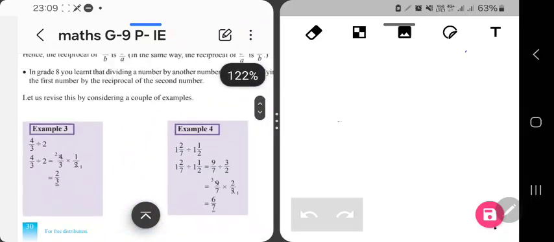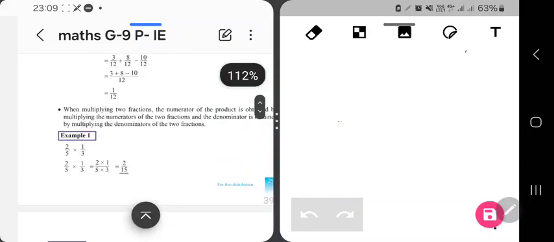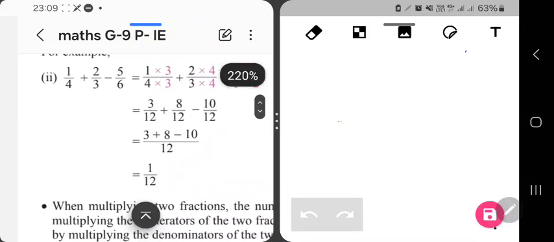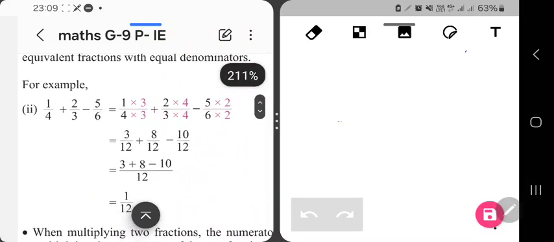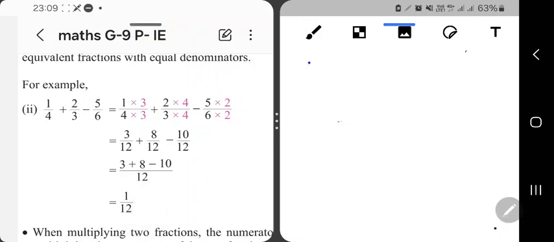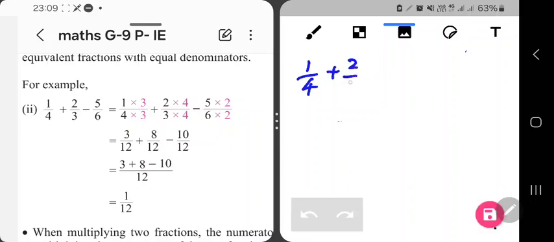Can you see this? Maybe I'll just do the same here, this particular thing. So 1 over 4 plus 2 over 3 minus 5 over 6. Now you clearly see the denominators are not equal.